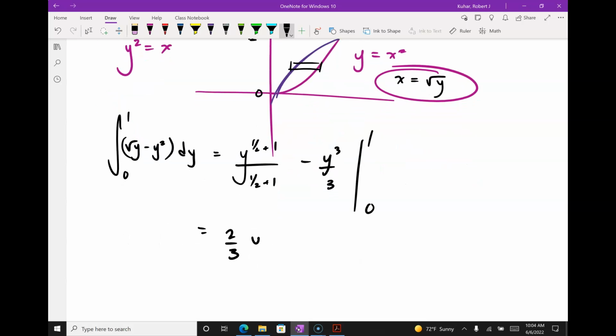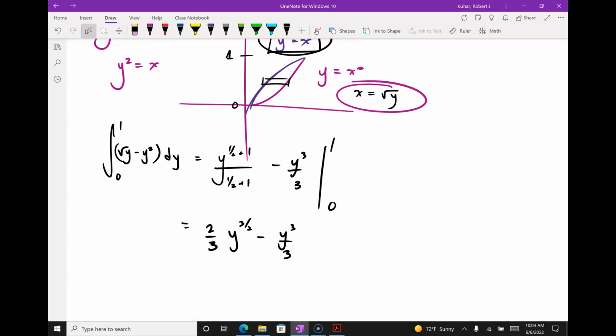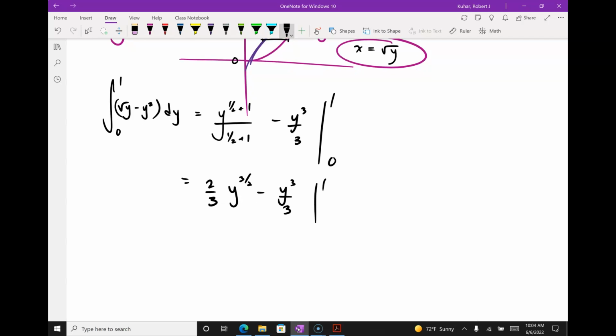I get 2/3 y to the 3/2 minus y cubed over 3, evaluated at 1 and 0. When I evaluate it at 0, they go away, so I just get 2/3 minus 1/3, which is 1/3.